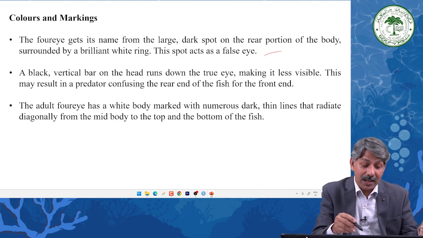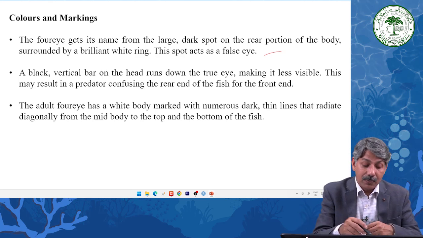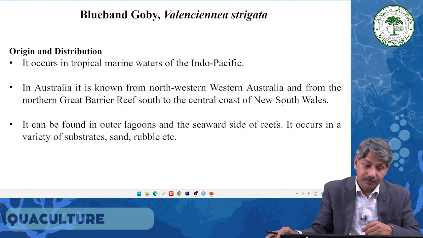The adult four-eye has a white body marked with numerous dark, thin lines that radiate diagonally from the mid-body to the top and bottom of the fish.